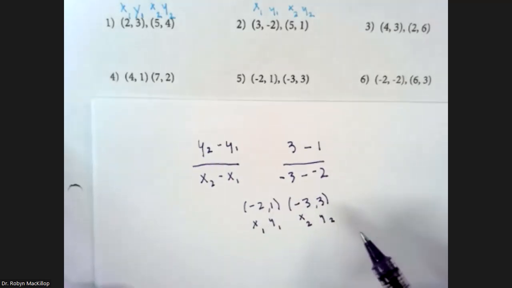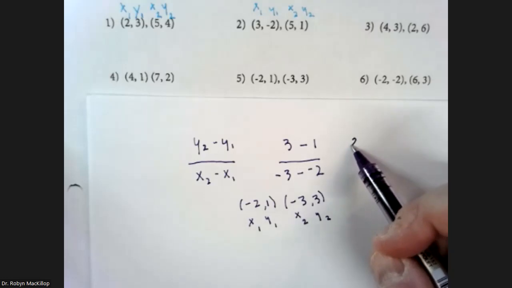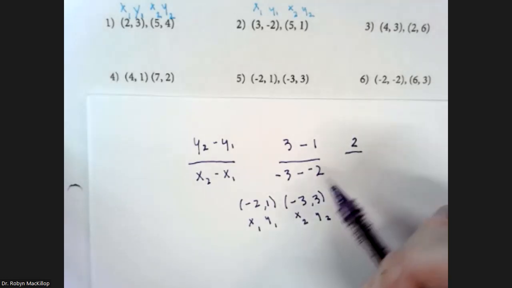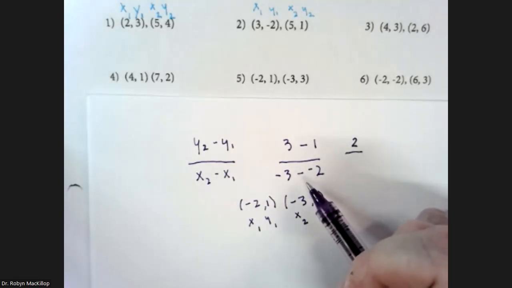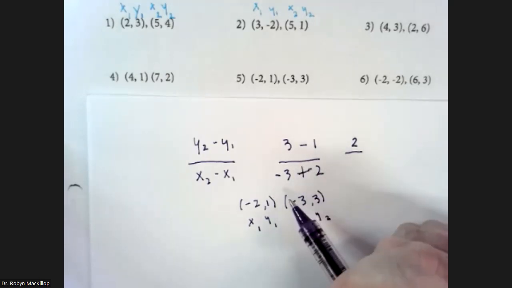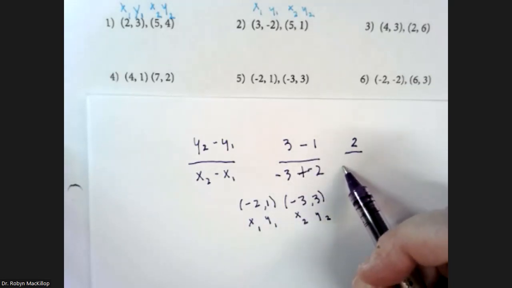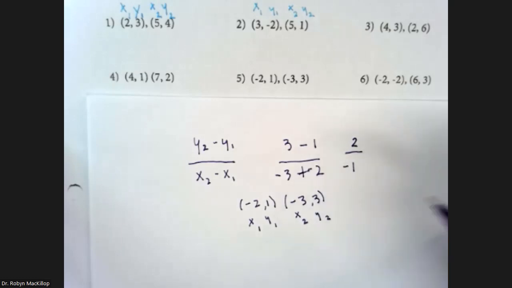Now we need to just calculate the arithmetic. 3 minus 1 is 2. What do I do with that double negative? It turns into a positive. Yes, it does. That's a big plus sign. So we've got -3 plus 2 is -1.